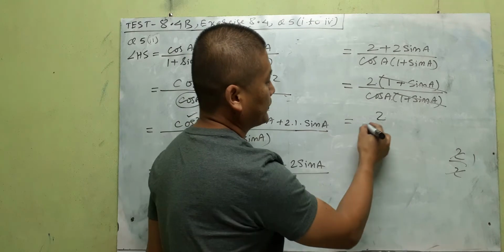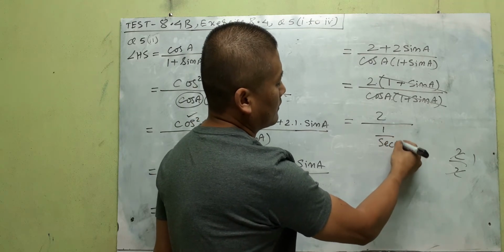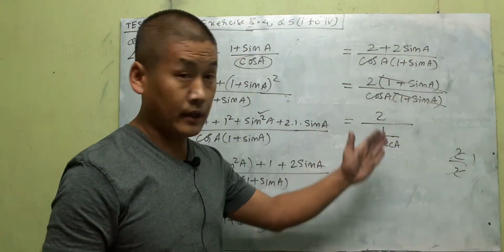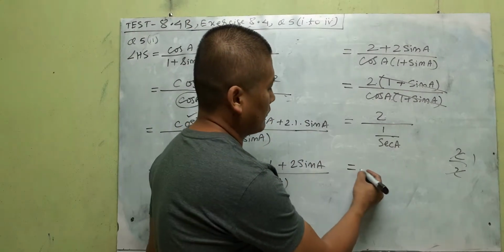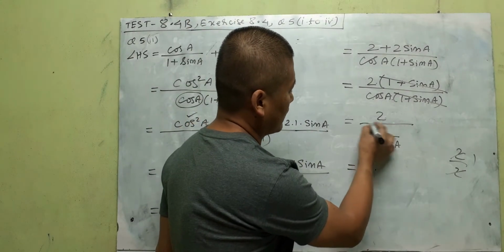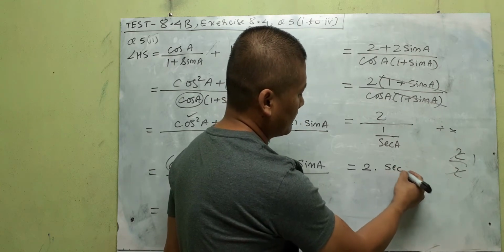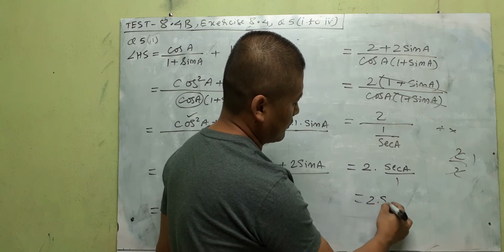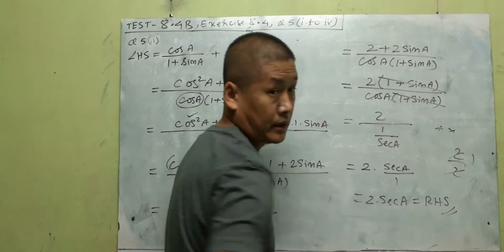So 2 by cos A. We have a formula, cos A is 1 by sec A. We did that because we are aware that the right hand side is 2 sec A, so we're trying to change everything into sec. So the formula is 2 into, long line means divided by, change to multiplication, then down will go up and up will come down. 2 into sec A is 2 sec A, which is exactly equal to your right hand side.